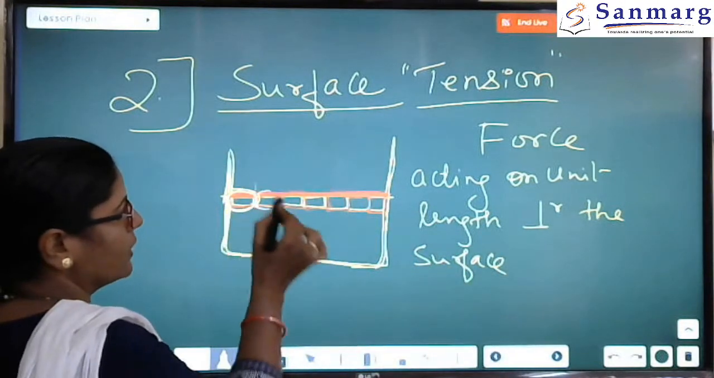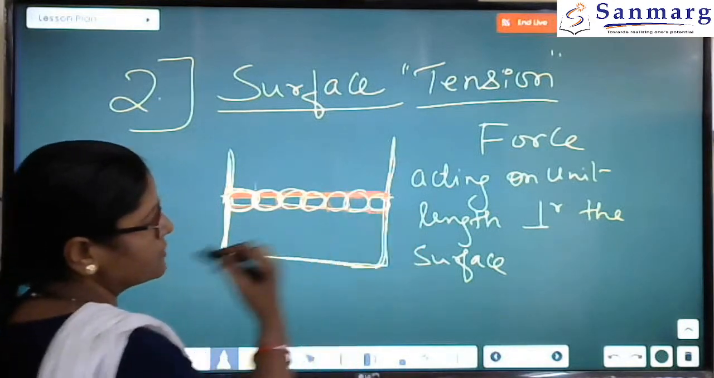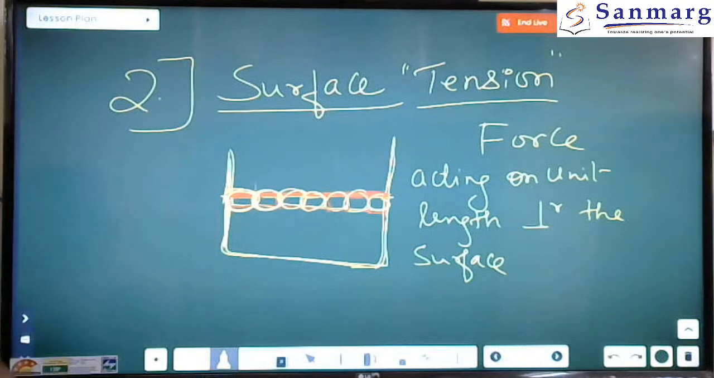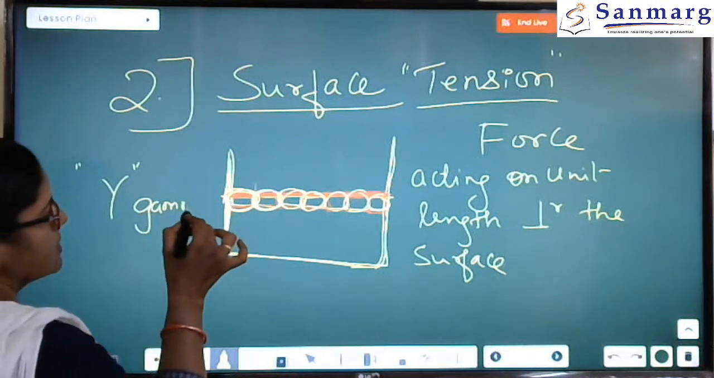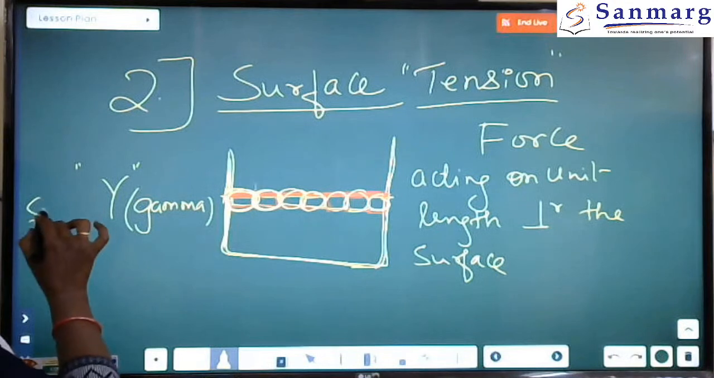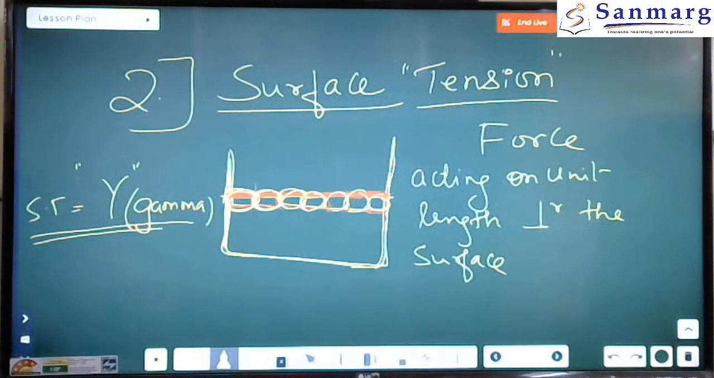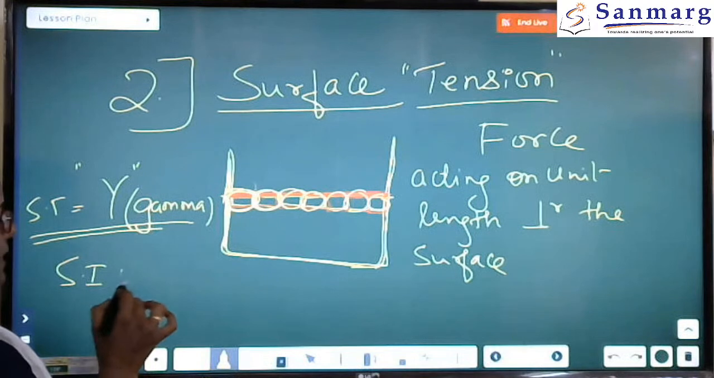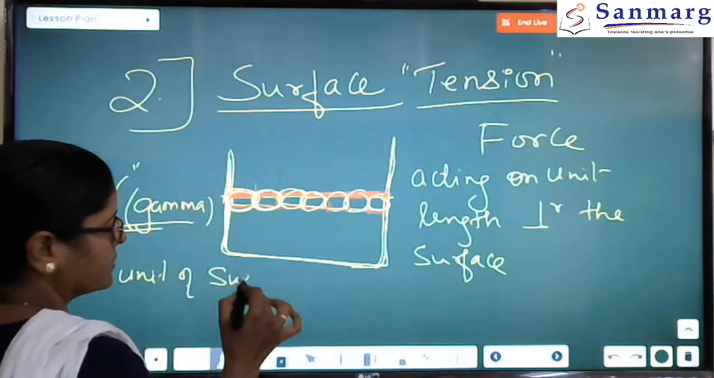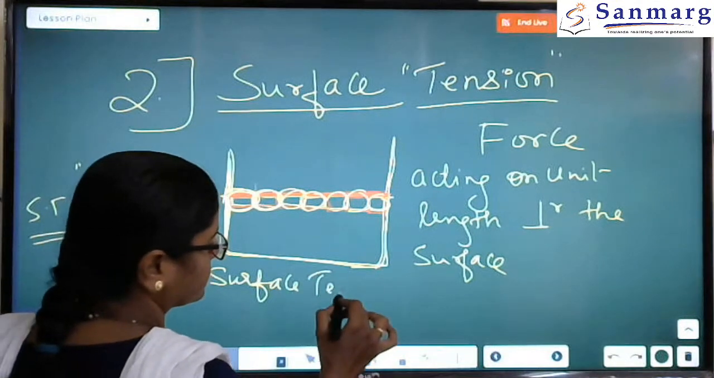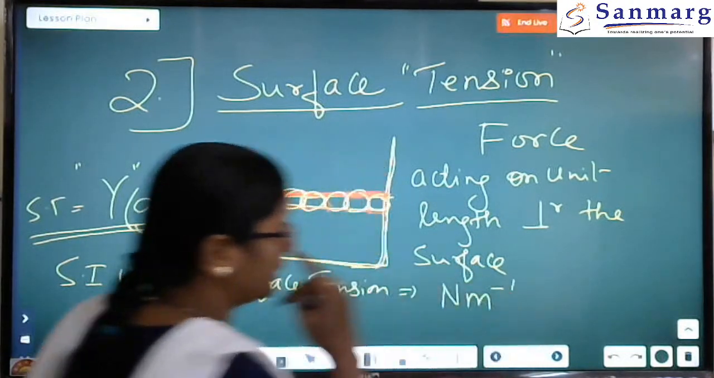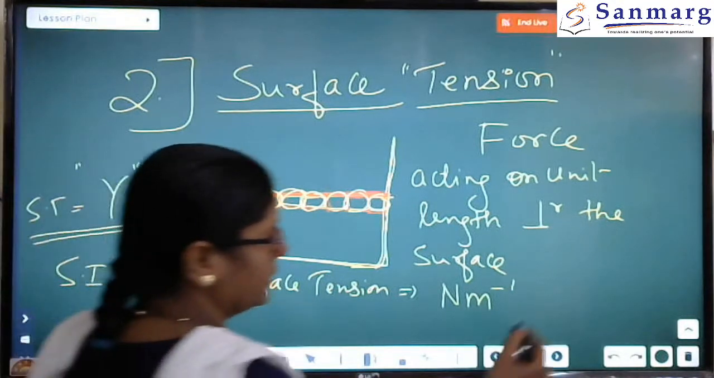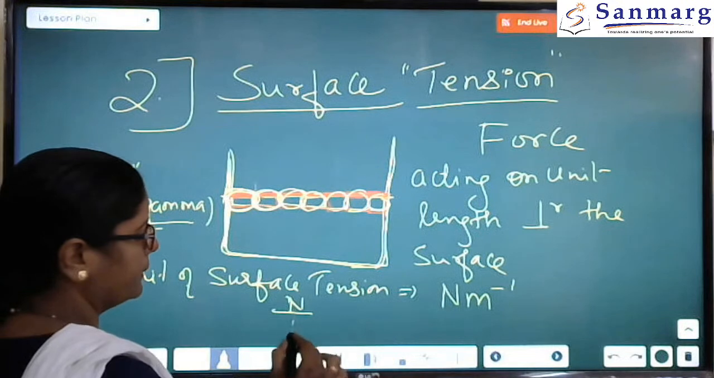So whatever force we apply per unit length, this force is called surface tension. Surface tension is denoted by the symbol gamma. Okay, the SI unit of surface tension is Newton per meter, that is, Newton upon meter.